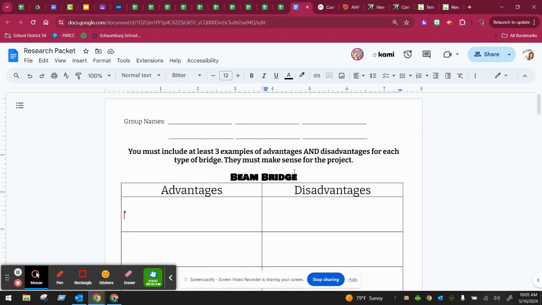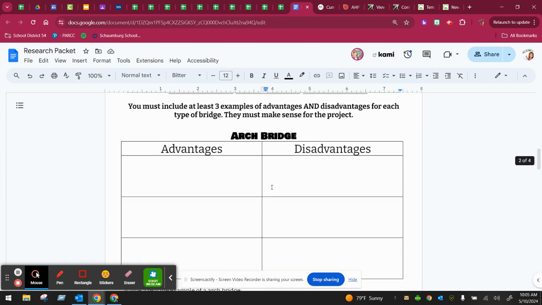Once your entire group is finished with the beam bridge, you'll then move on to an arch bridge. Chances are you're only going to finish 1, maybe 2 of the bridges during the class period on Monday. We're going to continue on this on Tuesday.